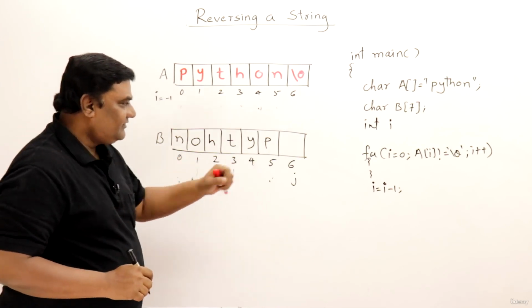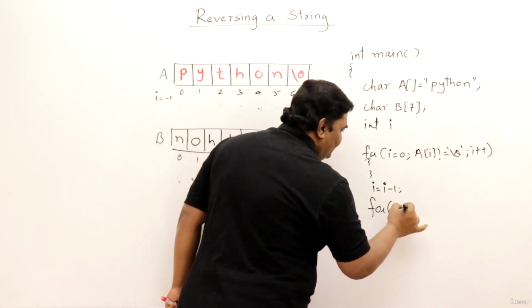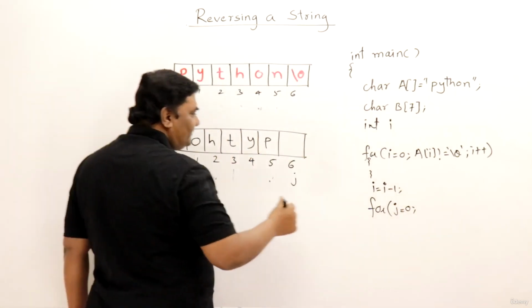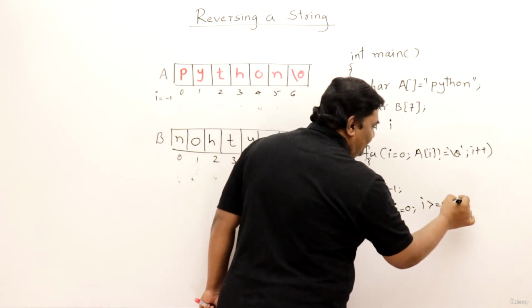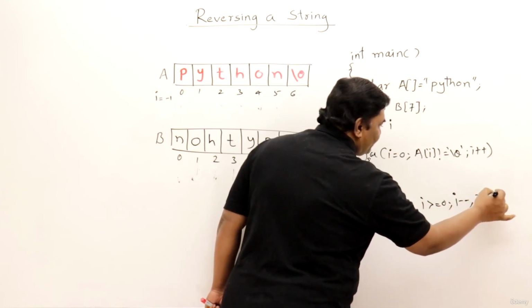So the same thing I will write down here. I need one more variable, j, that should start from 0 onwards. And how long should I continue? As long as i is greater than or equal to 0. And every time I should do i--, j++.